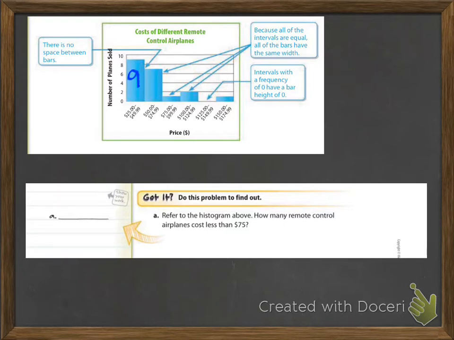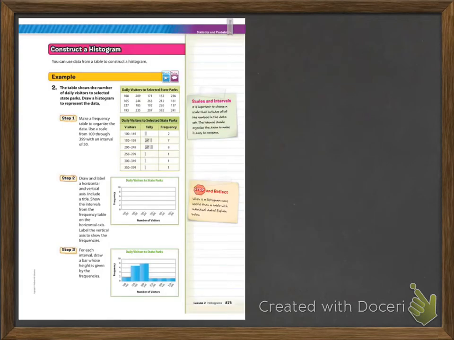All right, so we already determined that in the first bar, we have 9 planes, and in the second bar, we have 7. So if you're going to add 9 plus 7, how many airplanes cost less than $75? That would be a total of 16 airplanes. You do not want to include information from this one right here that I just circled because it says less than and not 75 or less. So there is a difference there, so always pay attention to exactly how everything is worded.